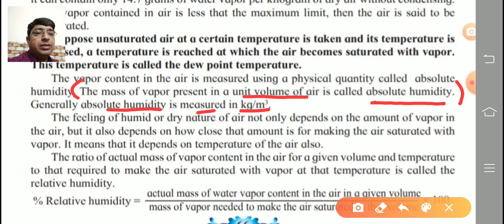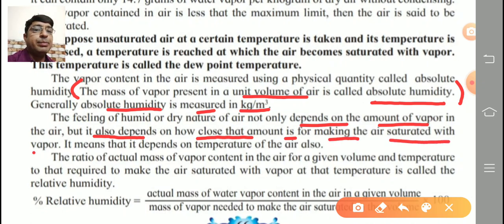Remember, the feeling of humid or dry nature of air not only depends on the amount of vapor in the air, but it also depends on how close that amount is to making the air saturated with vapor. These are the two conditions given here. On two factors, we feel the air humid or dry. It means that it depends on the temperature of the air also.